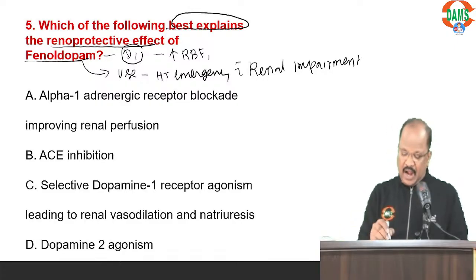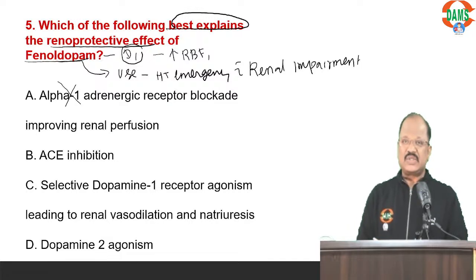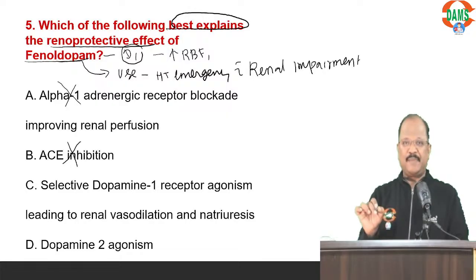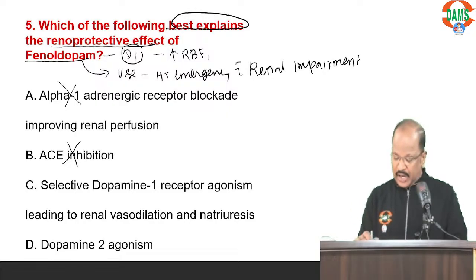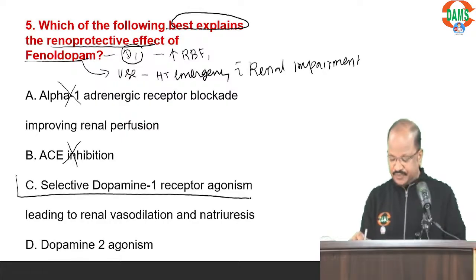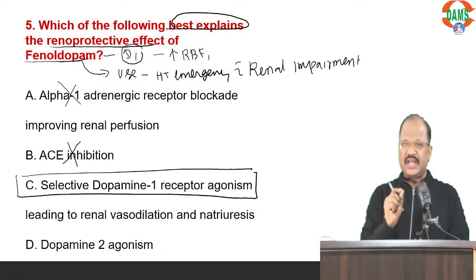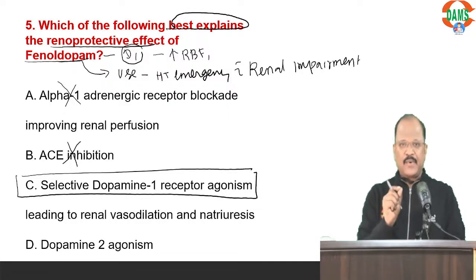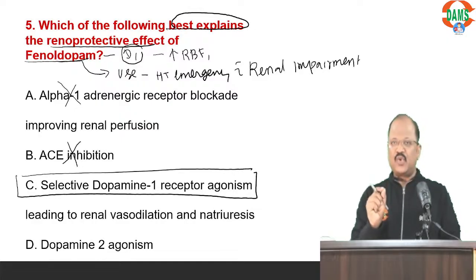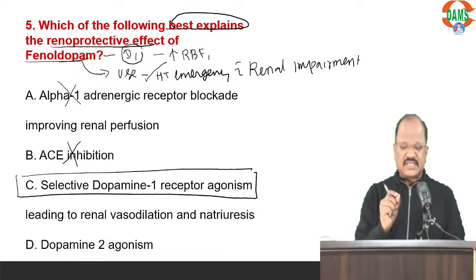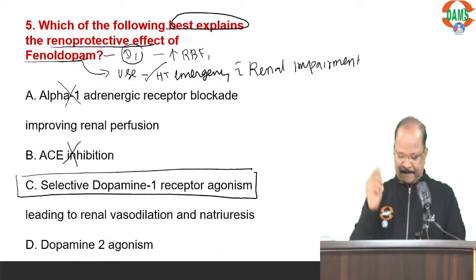Now, look at the options. Alpha 1 blocker, no. Alpha 1 blockers mean prazosin, terazosin, doxazosin, tamsulosin, like that. It is not this. ACE inhibitor, no. They end with -pril: captopril, lisinopril. Selective D1 agonism, yes, that is the answer. So fenoldopam, a selective D1 agonist acting on renal blood vessels, improves renal blood flow, thereby improving kidney function. So a very good drug for treatment of hypertensive emergency with renal impairment.